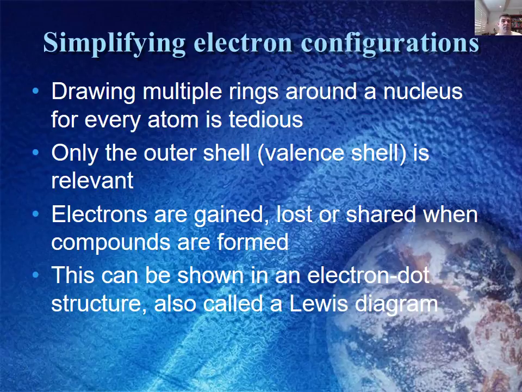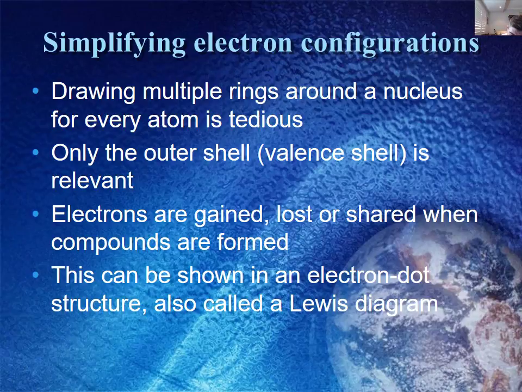Now, one of the problems that we've had in looking at atomic structure and in looking at how atoms become ions is how complicated an atom can become, particularly if it has a large number of electrons. So we want to try and simplify what's going on.